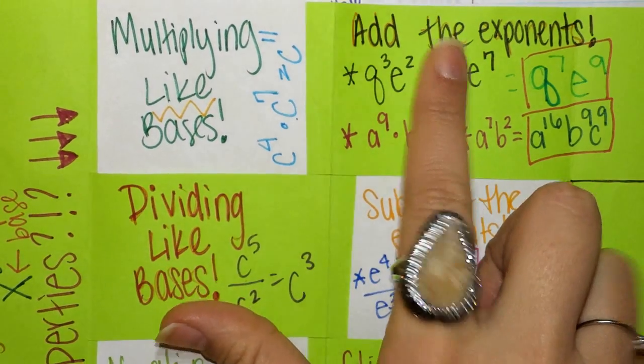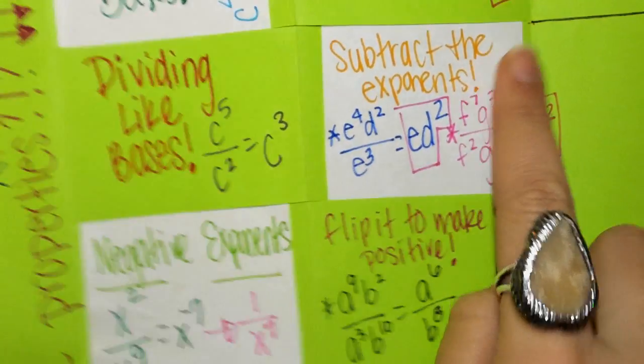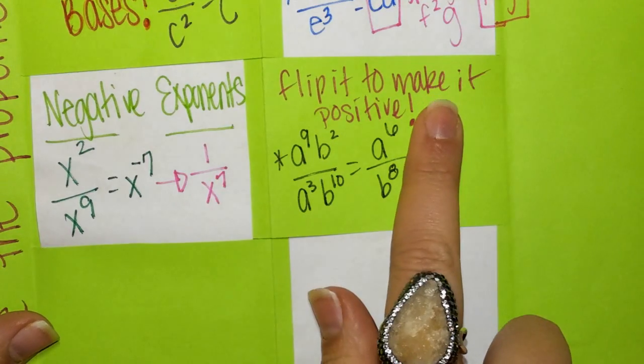Alright, so our next one, we've done multiplying like bases, you add. We've divided like bases, you subtract. When you get negative exponents, what do you do?